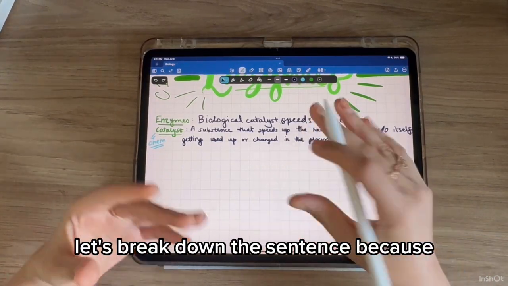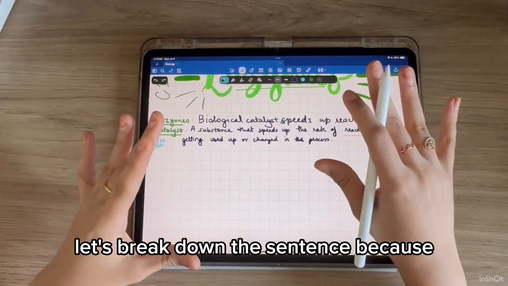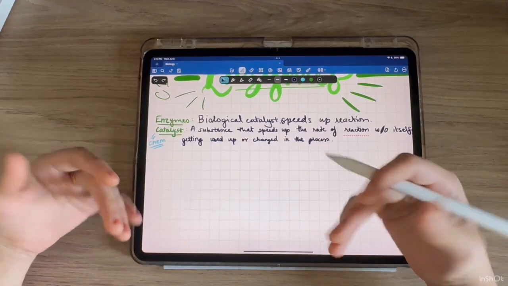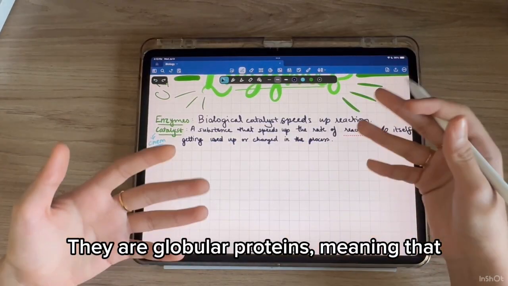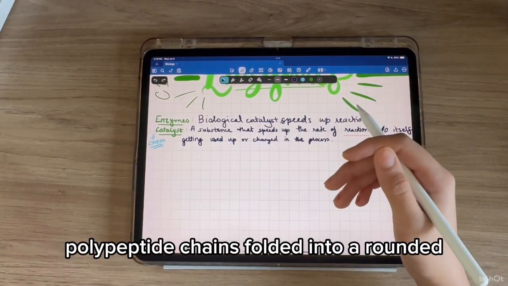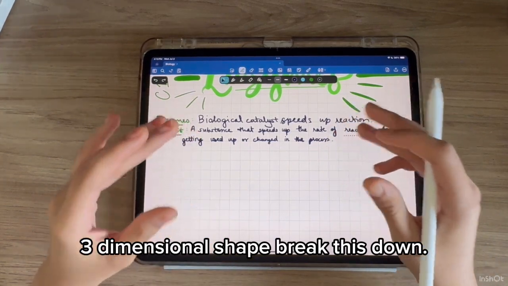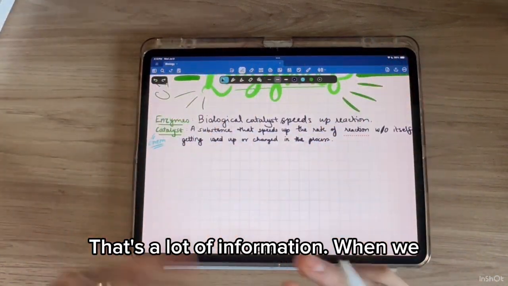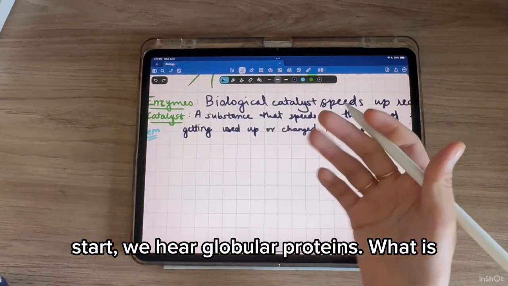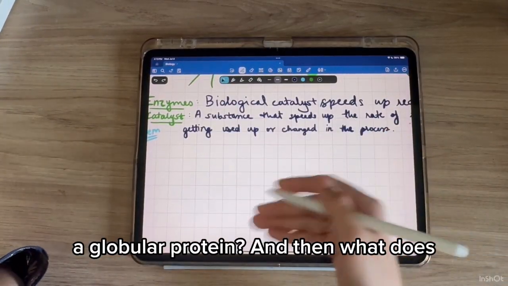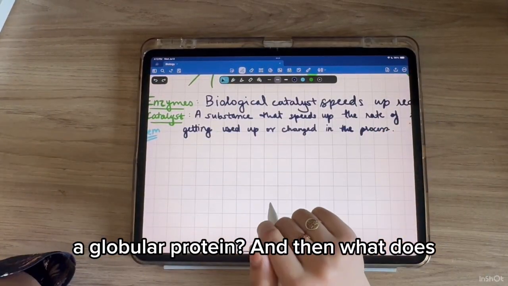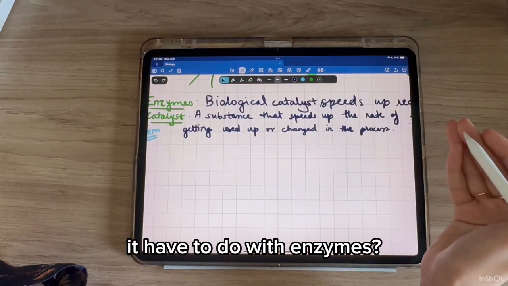Now, first, let's break down the sentence because it starts with they are globular proteins, meaning they're polypeptide chains folded into a rounded three-dimensional shape. That's a lot of information. When we start, we hear globular proteins. What is a globular protein? And what does it have to do with enzymes?